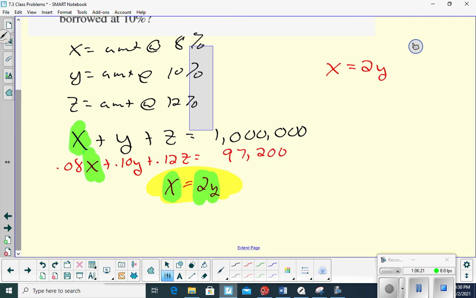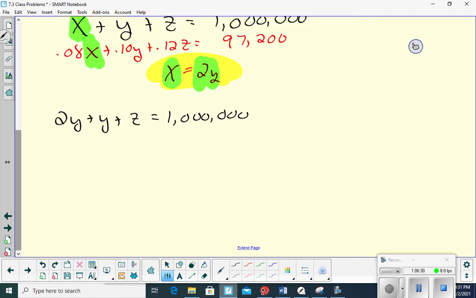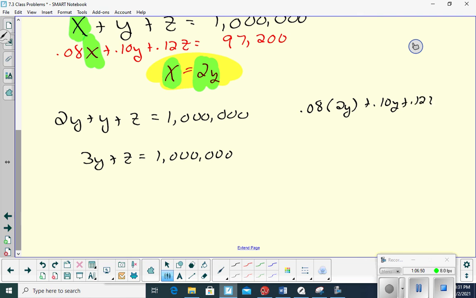So in place of this X, I'm going to put 2Y. So I'm going to have 2Y plus Y plus Z is equal to 1 million. So that's going to simplify to 3Y plus Z is equal to $1 million. My other equation: 0.08, in place of that X, I'm writing 2Y, plus 0.10y plus 0.12z, and that's equal to the 97,200.